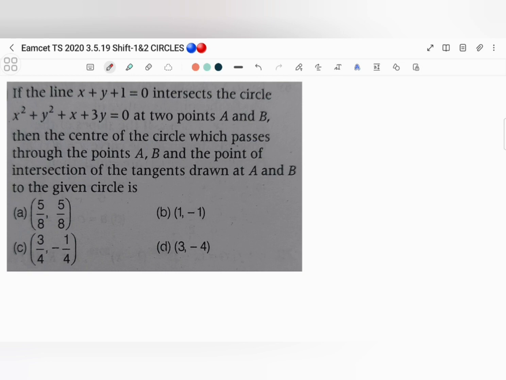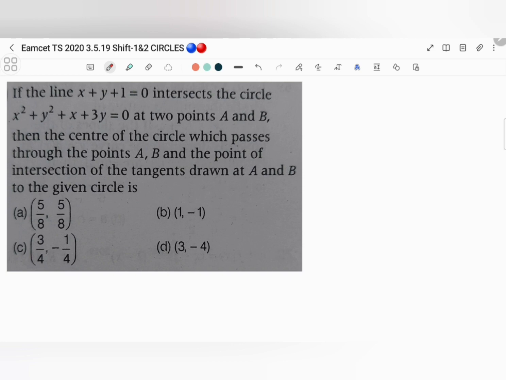The next question: if the line x plus y plus 1 equal to 0 intersects the circle x square plus y square plus x plus 3y equal to 0 at the two points A and B, then the center of the circle which passes through the points A, B and the point of intersection of the tangents drawn at A and B to the given circle is. So how to do that?